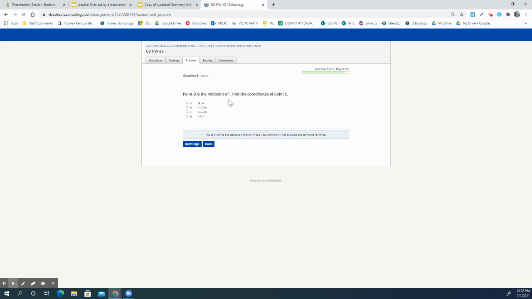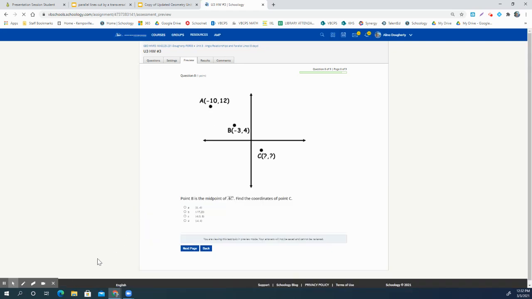Point B is the midpoint. Find, am I going to use the average or am I going to use the table here? Table, absolutely, right? So that -3, 4 needs to go in the middle. -3 and 4. And then our very last question. This was a good review.